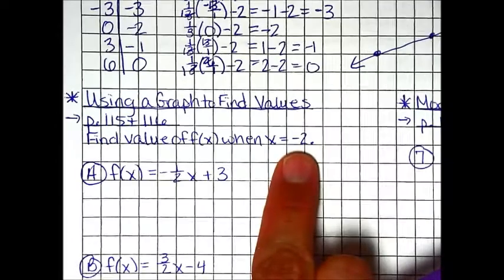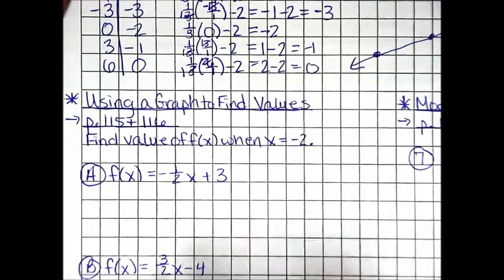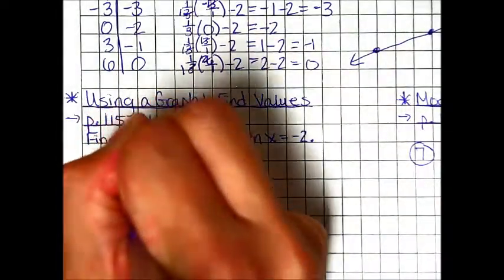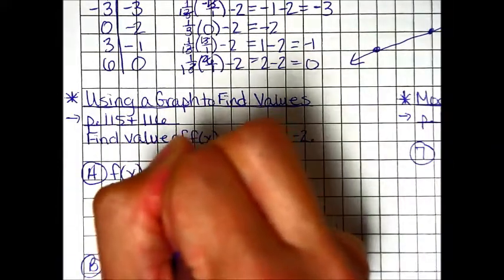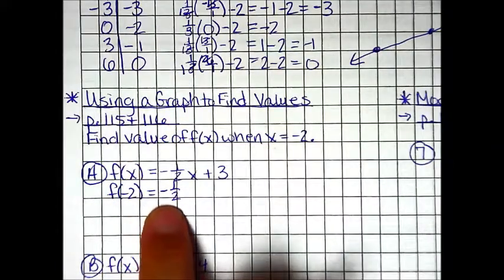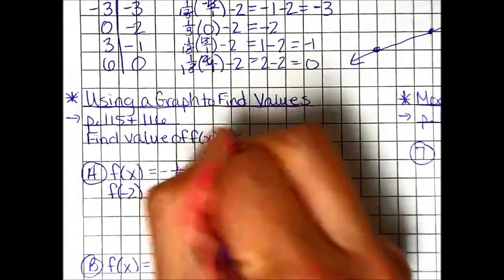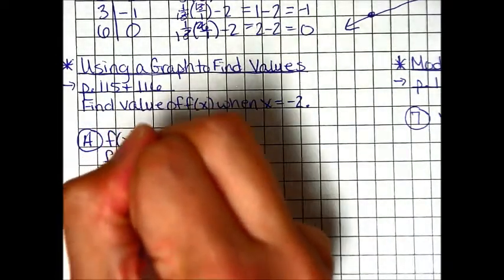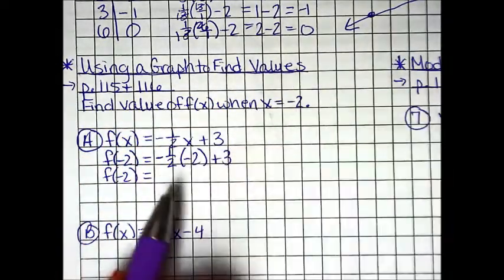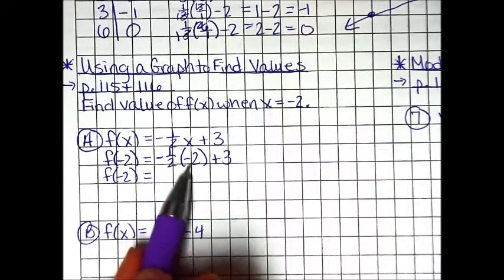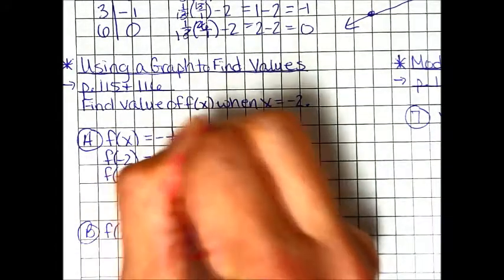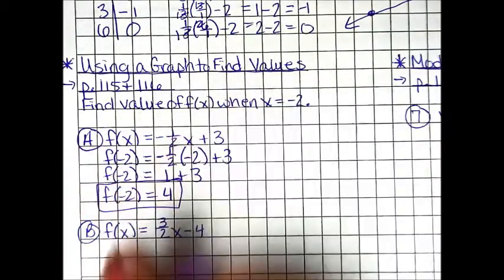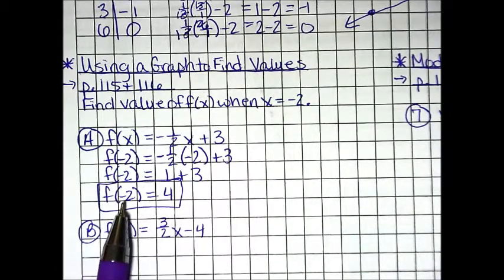you know what you do? You make the x equal -2. So if you were doing this by hand on homework instead of with a graphing calculator, you would simply plug in a -2 for x. So this would say f of -2 equals -1/2 times -2 plus 3, and we would just work it out. So we don't do anything with this f of -2, it just stays f of -2. But then we multiply. -1/2 times -2 is +1. And 1 plus 3 is 4. So the value of this function when x equals -2 is 4.